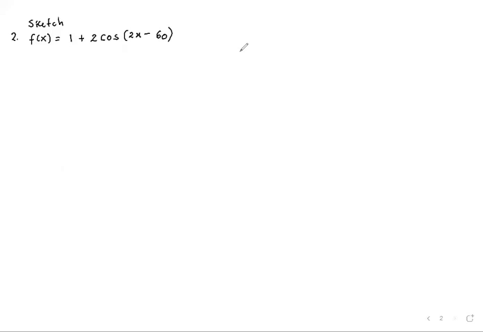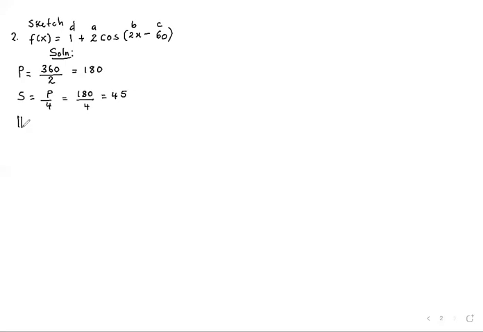So for the table method, we need to find the period. The period here is 360 divided by B. This is D, this is A, this is B, this is C. So we need B, so we put 2, which gives 180. Then we go to the scale. The scale is the period over 4. The period is 180, and when we divide by 4, we get 45.